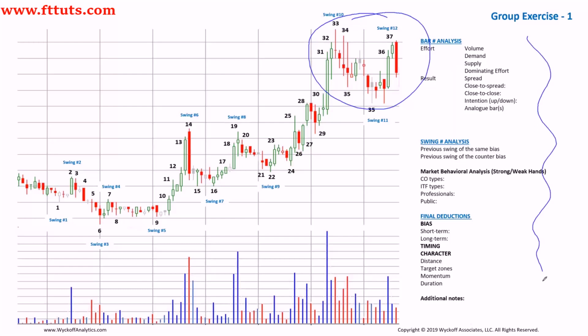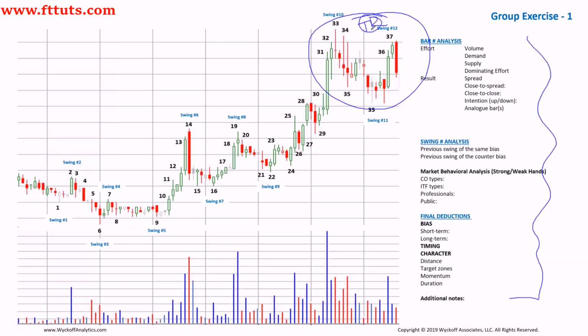And just to go with our spreadsheet here, analyze this area and come to the next class prepared to discuss this area. So let's leave it for then.